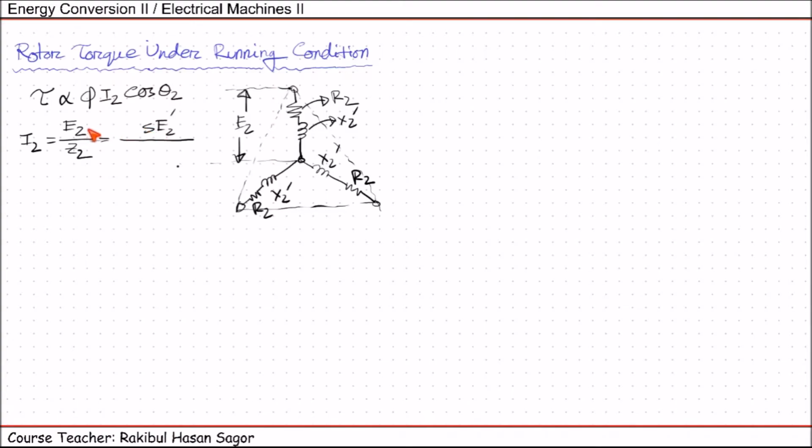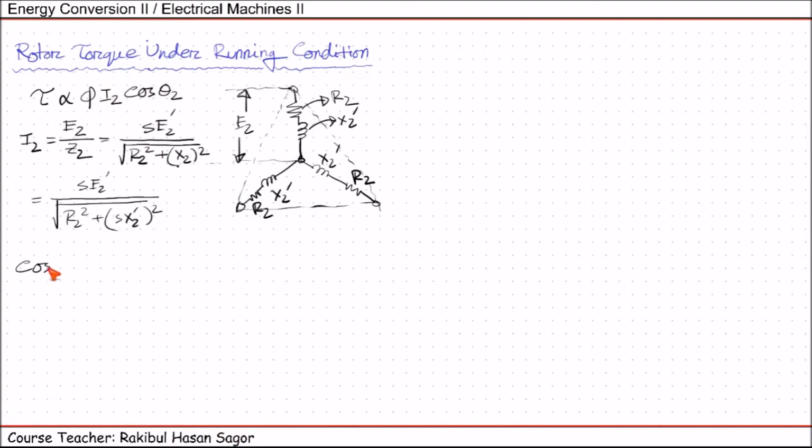We know induced EMF in the rotor side under running condition is equal to induced EMF in the rotor side at standstill multiplied with the slip. And Z2 can be written as root over R2 square plus X2 square. And from our previous lecture, we know this X2 can be written as S into X2 prime, where X2 prime is the per phase reactance at the rotor side at standstill condition. So this equation can be written as I2 equal to S into E2 prime divided by root over R2 square plus S into X2 prime whole square.